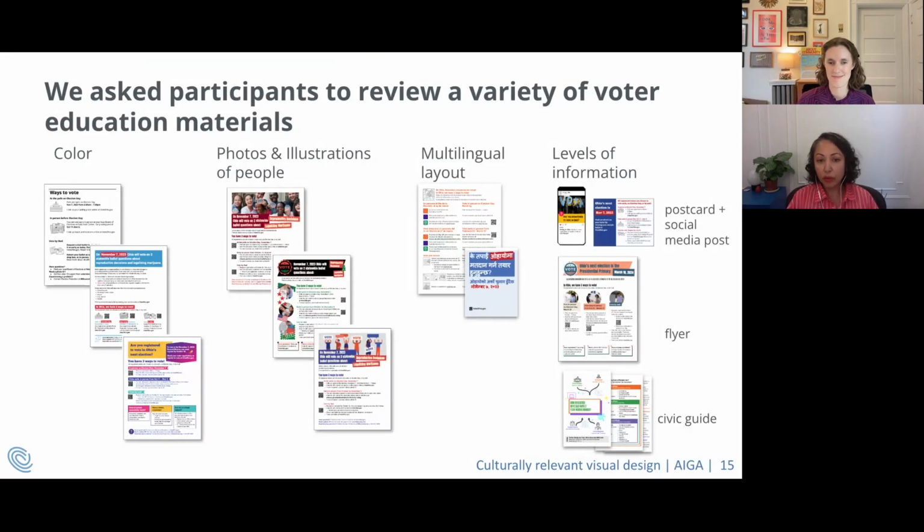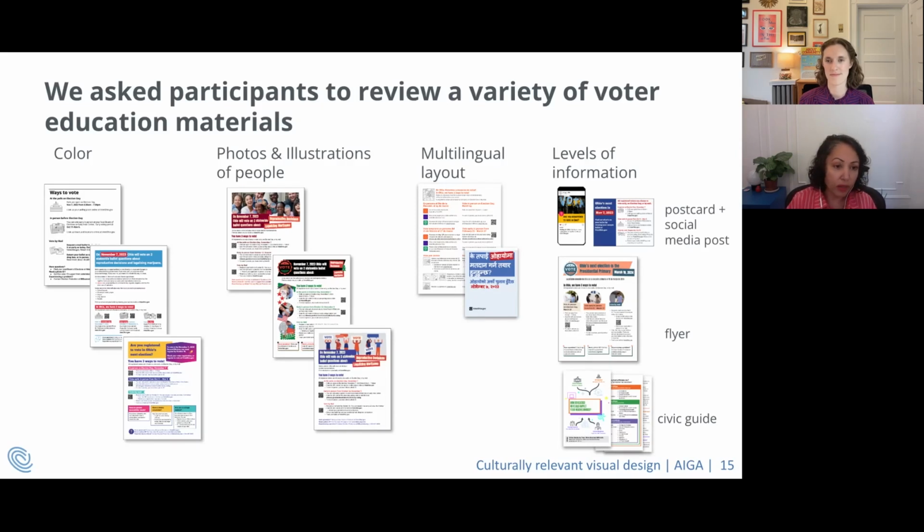Before we dig in, I just want to give you a little bit of background on what we tested. So during these sessions, participants reviewed multiple information materials. We tested variations on the design and the content. We really wanted to learn about people's perspectives, their preferences, and more importantly, the reasons why a certain piece of material resonated with them.